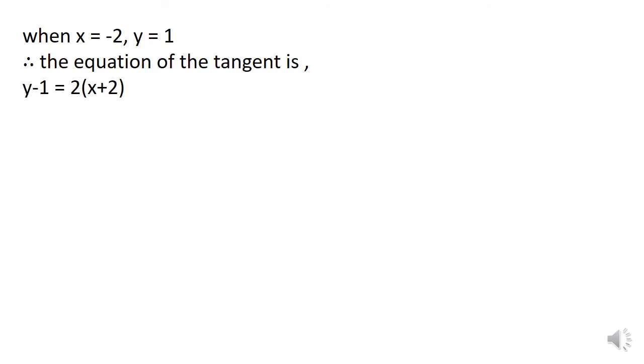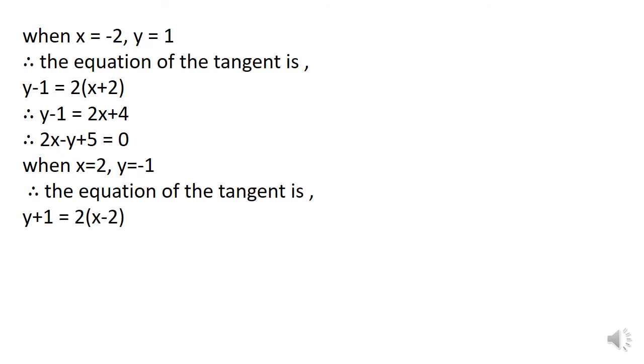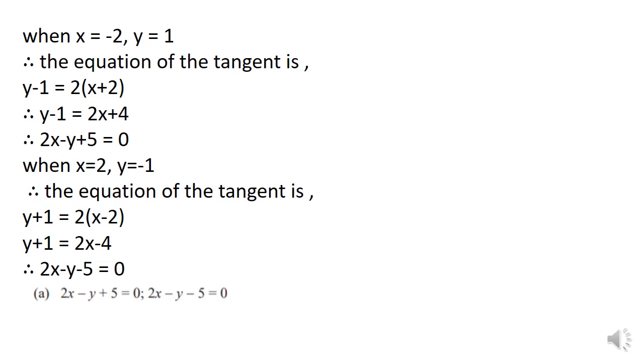Thus when x is minus 2 and y is 1, we get the equation of the tangent using the formula y minus y1 is equal to m into x minus x1. m is also 2, the slope of the tangent. So we get the equation like so. Solving it, we get the equation of the tangent when x is minus 2 and y is 1. Now when x is 2 and y is minus 1, again we put it in the equation of tangent, and thus we get the equation of tangent like so. Both of these are equations of the tangent, and comparing with our options given in the beginning of the question, we realize that A is the correct answer.